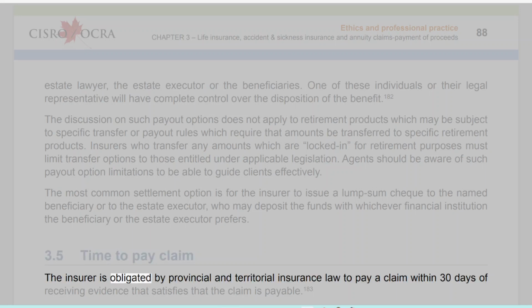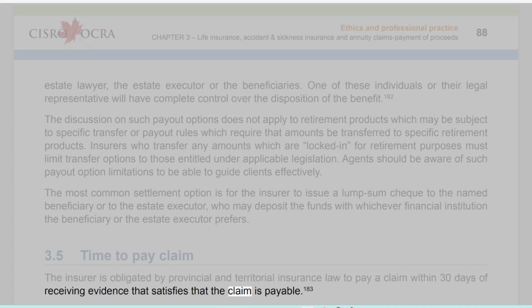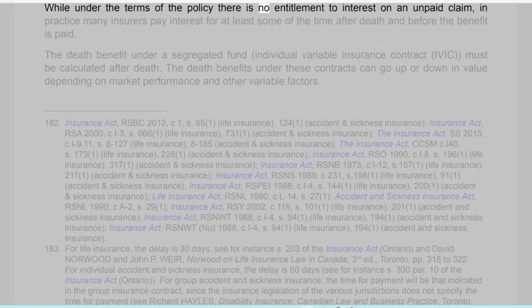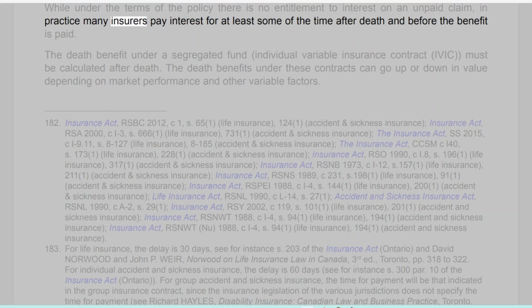The insurer is obligated by provincial and territorial insurance law to pay a claim within 30 days of receiving evidence that satisfies that the claim is payable. While under the terms of the policy there is no entitlement to interest on an unpaid claim, in practice many insurers pay interest for at least some of the time after death and before the benefit is paid.